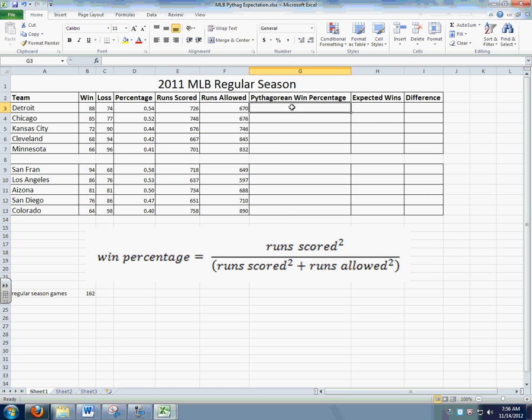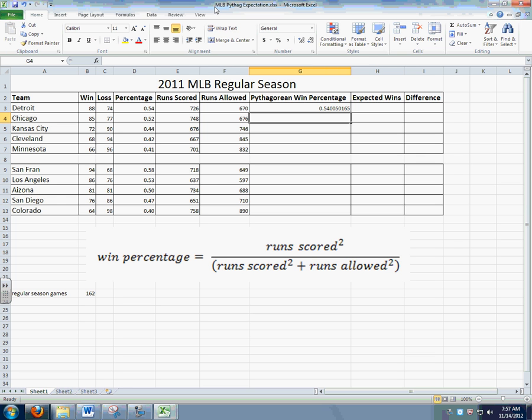Now we want to actually go do this Pythagorean win percentage. We don't have to do this for all of them, we only have to do it once and drag it, because that's the power of Excel. So what we want to do is fill in this formula. So equals runs scored, and we need to square this, so we got to go exponent squared. Now we're going to divide it by, the key is you got to put a parenthesis in there for this formula. So we're going to grab runs scored, we're going to square it again, and then we're going to add on runs allowed, and we're going to square it. Okay, and we hit enter.